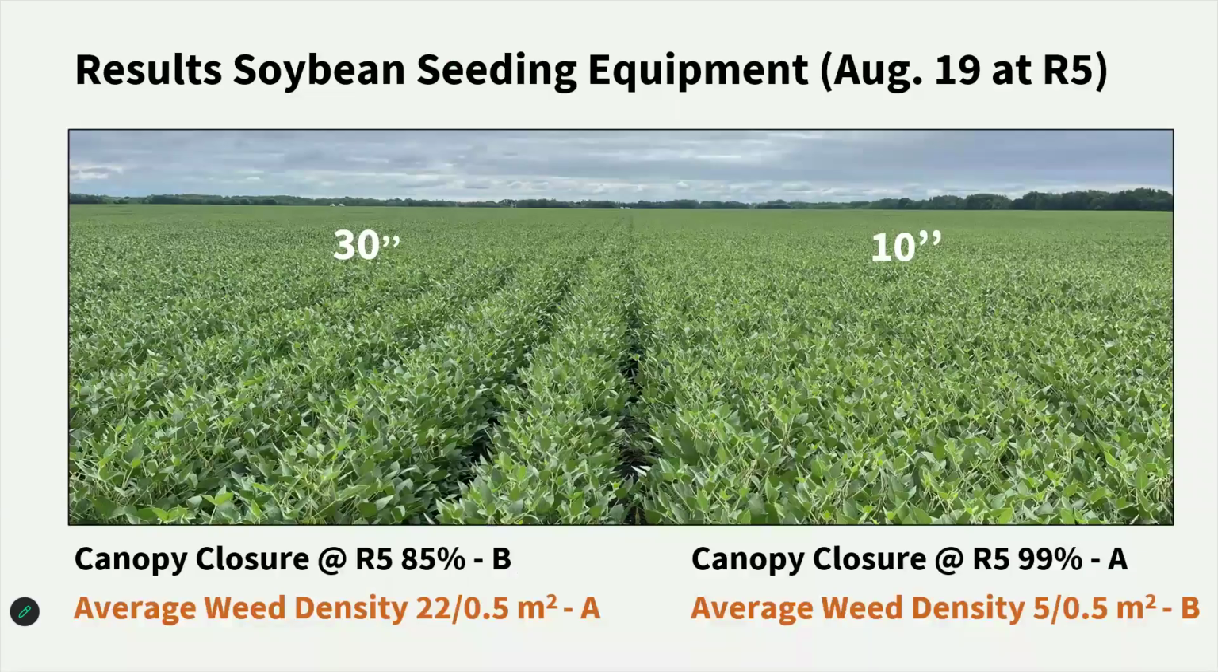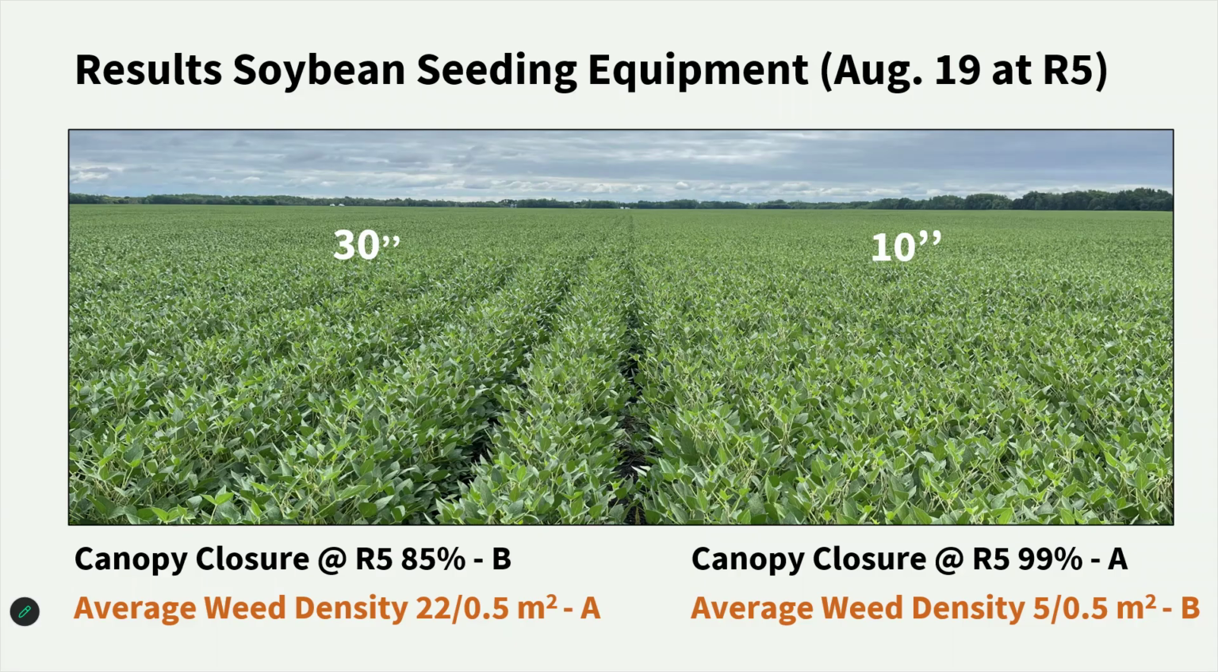And at that one site, this is how the 2 different row spacings and equipment treatments looked on August 19th at R5. On the right, the canopy in the 10-inch spacing was completely closed. And on the wide rows, there on the left, there was only about 85% canopy. And this was significantly different.